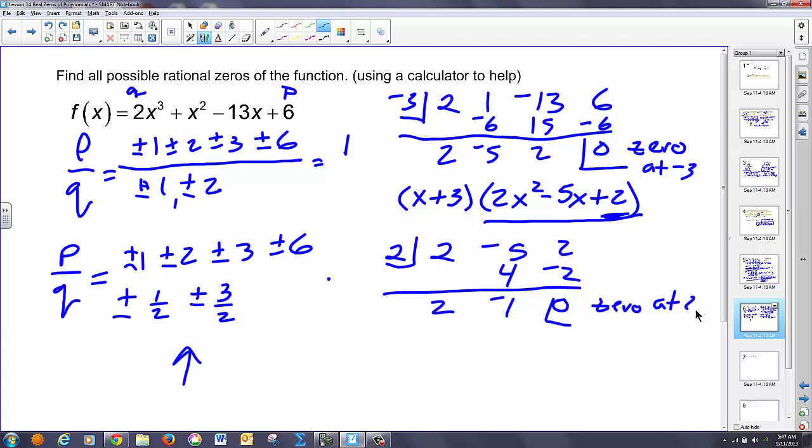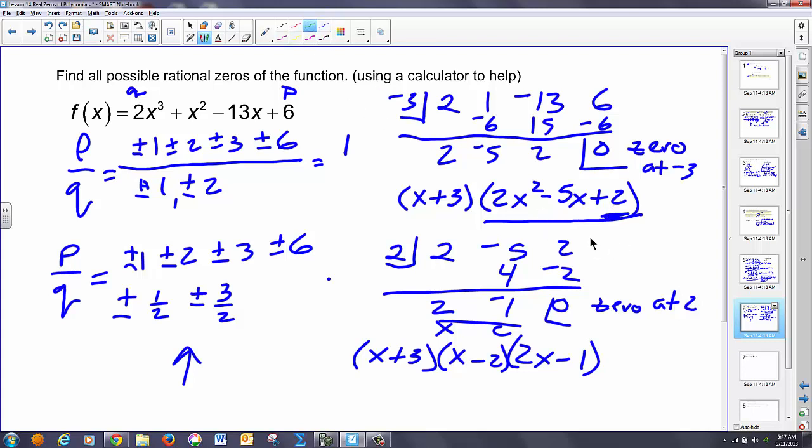at 2. So now if I look at my factoring, notice what I have left. I have x plus 3. I have x minus 2. And then here is what the other factor would be. This is, remember, my constant term and my x term. So that's 2x minus 1. And I would have got the same thing by factoring this polynomial up here.